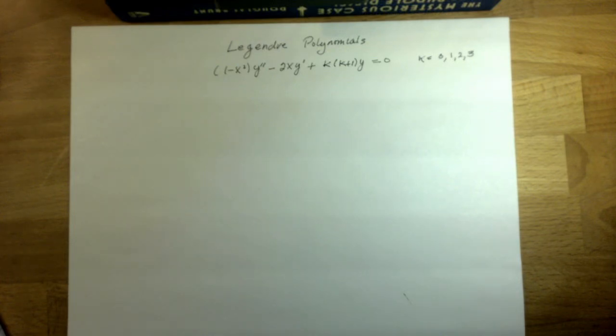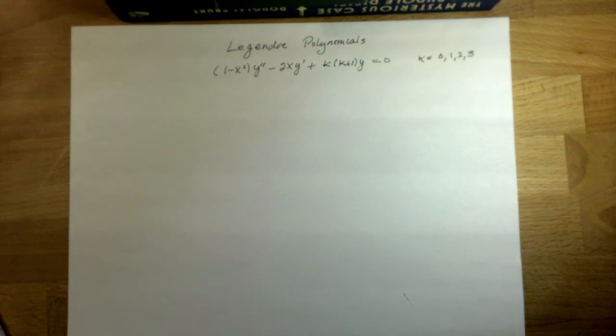We're going to look at Legendre polynomials, which are solutions of this equation: 1 minus x squared y double prime minus 2xy prime plus k times k plus 1 y equals 0. Now, k can be any positive integer or 0. And for each of those, we get a separate equation and separate solutions. Actually, we get two solutions.